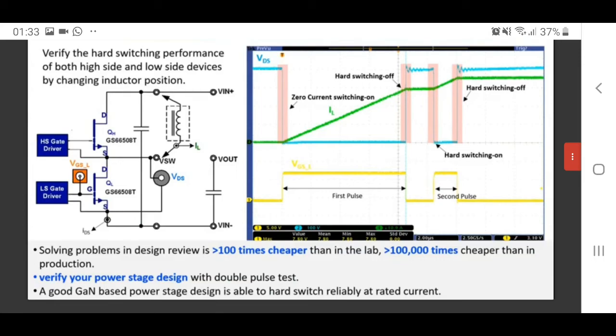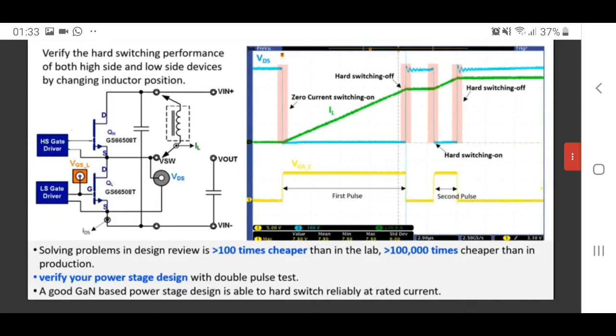So it is very important to verify your power stage design with a double pass test. If we cannot solve the problem in the design review stage, let's catch the problem in the lab and solve it. Don't leave the problem to production.